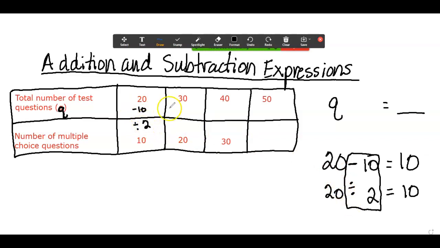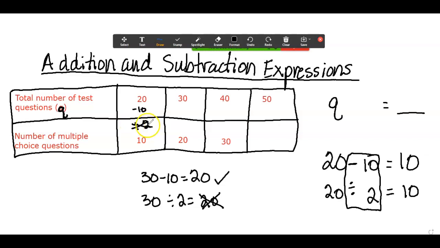Well, now what I need to do is check my next row, and see which one of these rules makes sense with this information. So I'm going from 30 to 20. Well, let's try the 10. Is 30 minus 10 20? Yes, it is. I have to double check here. Is 30 divided by 2 20? No, it is not. So the divide by 2 cannot be my choice for my rule.